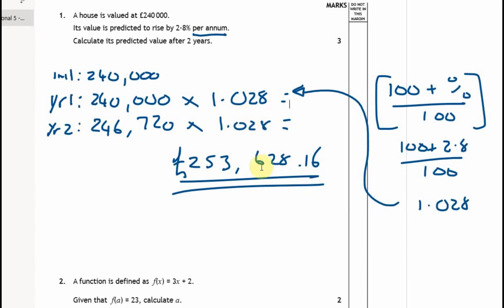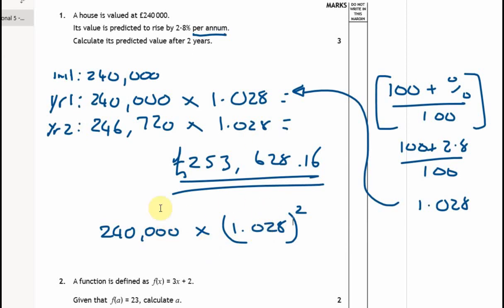Now what I could have done though, which is easier, and if they'd asked for like year 10, I physically couldn't have done this method, it would have taken me too long. What you can also do is say, well, 240,000 times 1.028 squared. This in here is the number of years. If you think what we've actually done up here, we've done 240,000 times 1.028 and then times by 1.028 again. That's what the squared would do to that bracket.